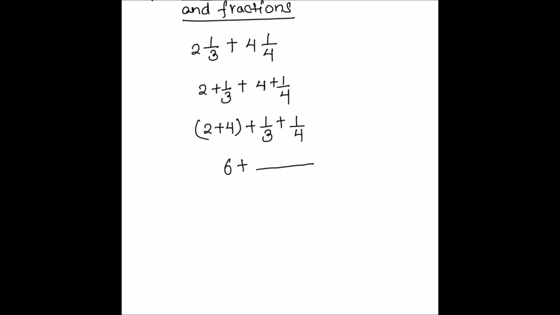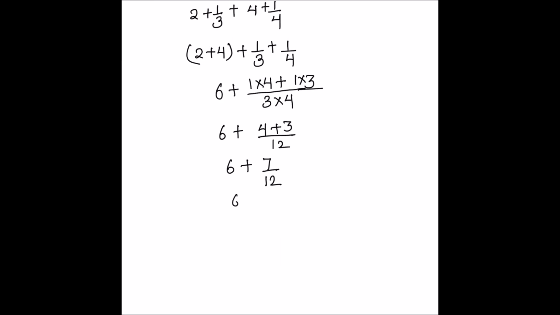and let's add 1/3 and 1/4 using our LCM method. So this is going to be 3 times 4 in the denominator. In the numerator it will be 1 times 4 plus 1 times 3. So this is 6 plus 4 plus 3 divided by 12, or 6 plus 7 divided by 12, or 6 can be written as 6 upon 1 plus 7 upon 12.